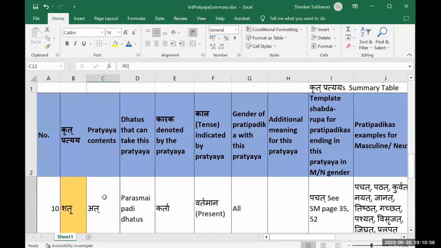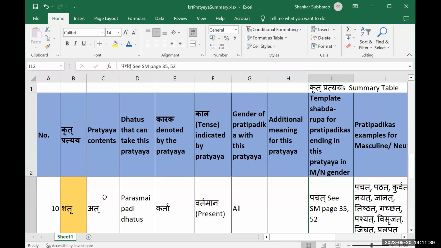So with this background, look at this now, shatr. Content is at. For what dhatus? Only parasmaipada dhatus. Denotes the karta. And what is the gender? All genders. What's the template word? Look at pachat on page 35 of your Shabda Manjari. All these I have asked you to memorize or look into for a while now. So these are there in our slides. I think you'll find them on the third or fourth slide.